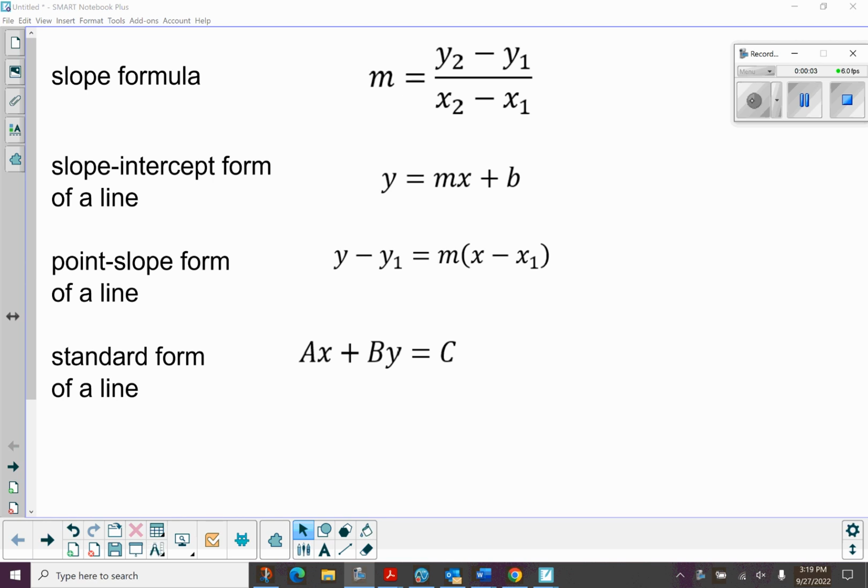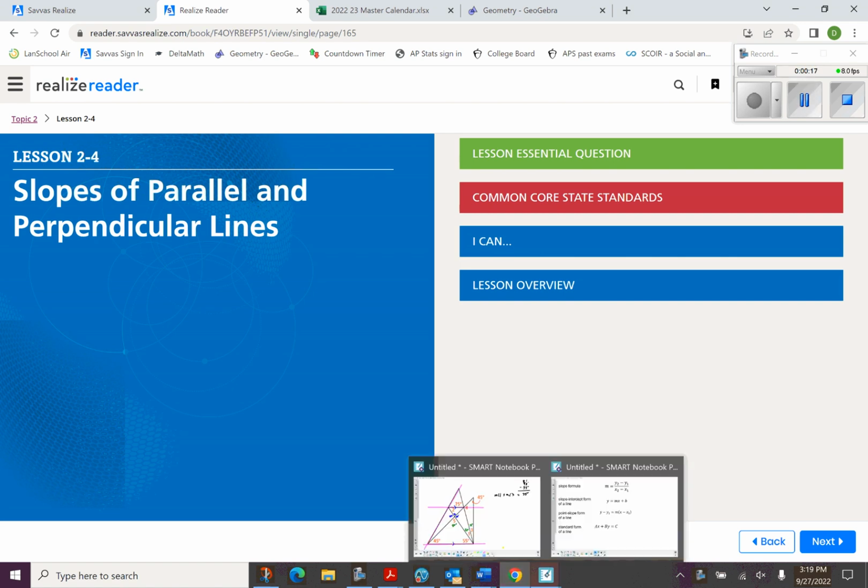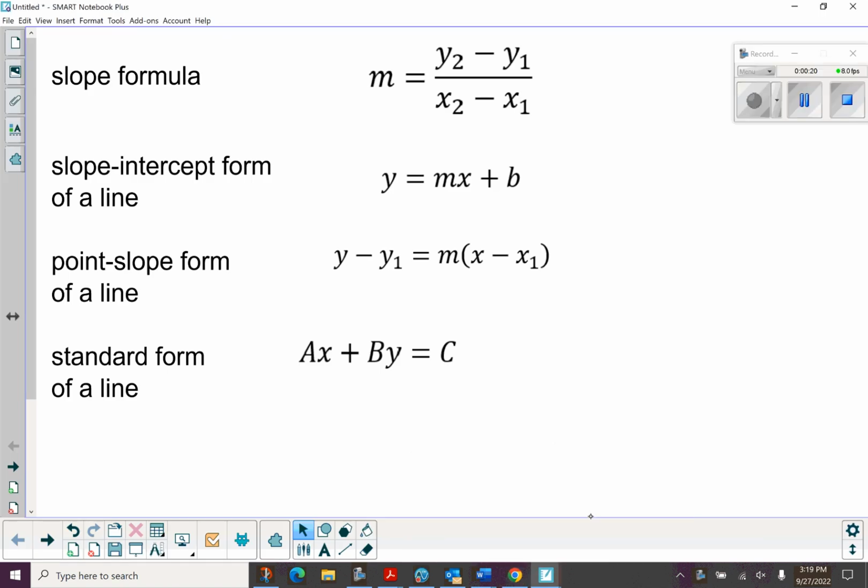Hello everyone, just wanted to go through what I hope is going to be a quick video from lesson 2-4. We need to talk about slopes of parallel and perpendicular lines. Before we get into this, let's review a little bit. How much of this did you actually retain from your algebra class?